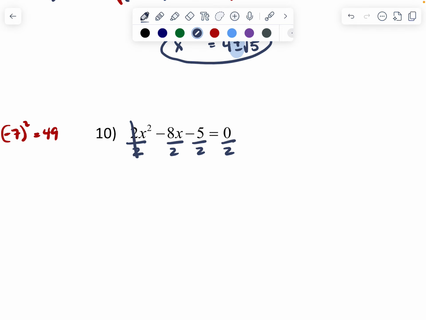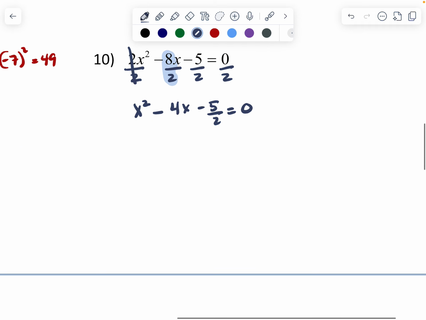So this cancels out, leaving me with x squared minus, and then here I'm going to have this 8 over 2, which reduces to 4. And then I have this minus 5 over 2 equals 0 divided by 2, which is 0. I know you don't like the 5 over 2, but it is what it is. You have to just deal with it, okay? So step number 1, move it to the right, which gives me x squared minus 4x equals 5 over 2.